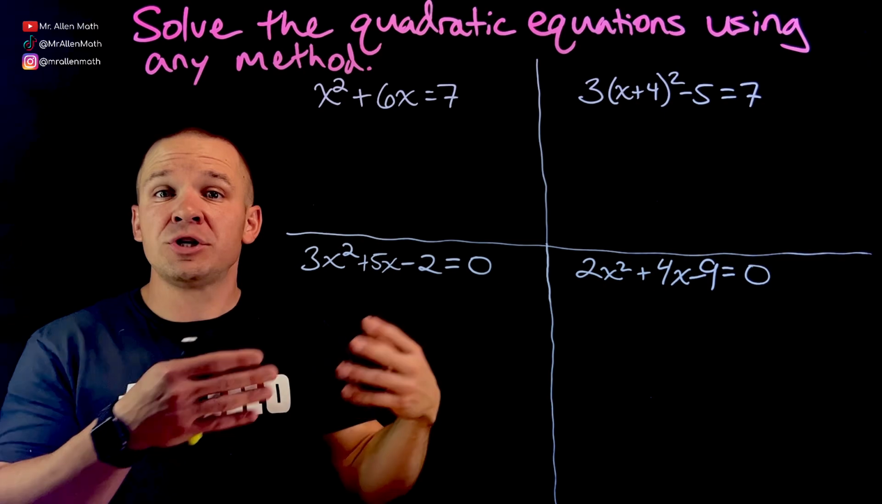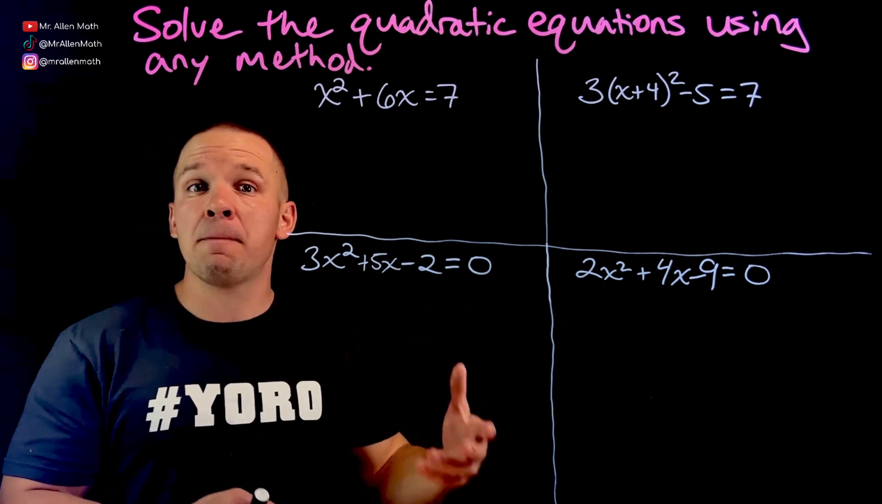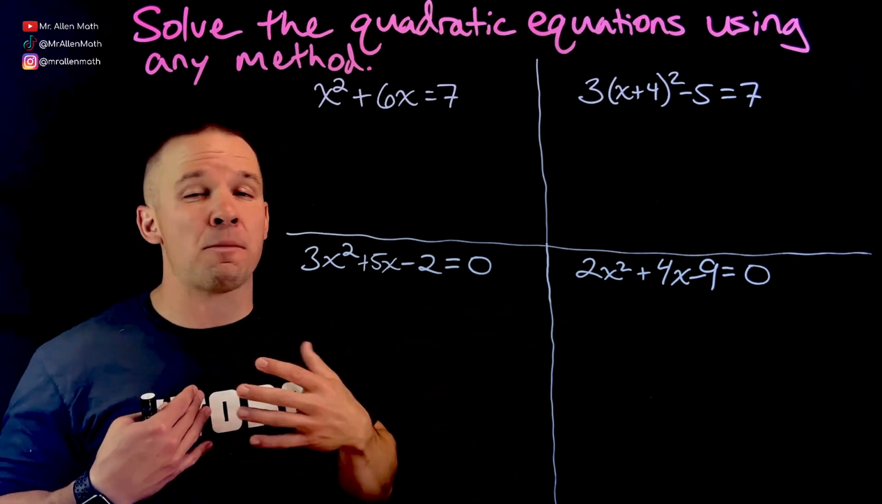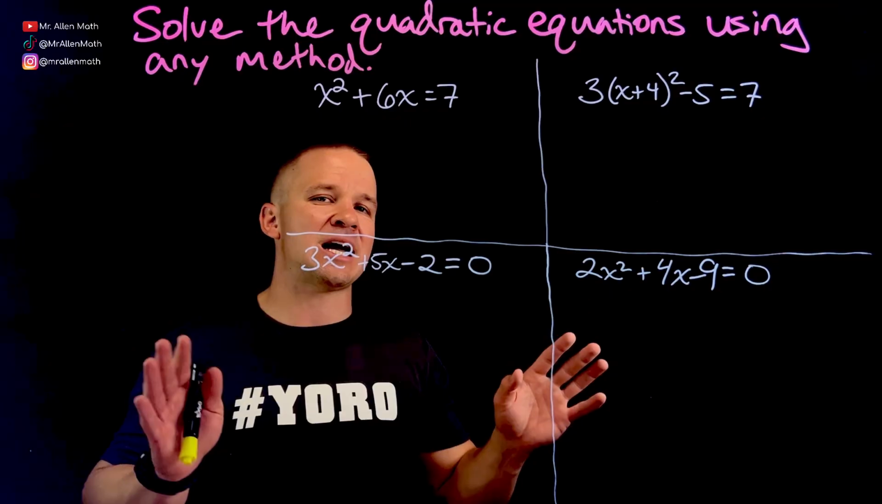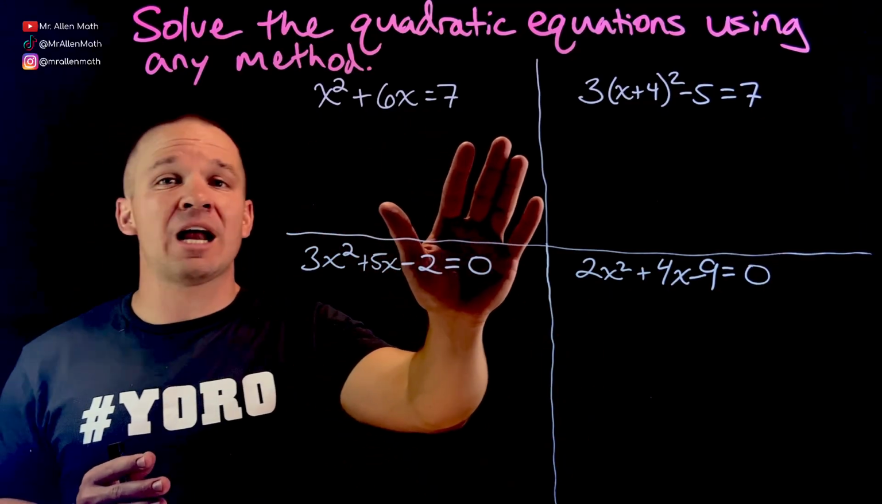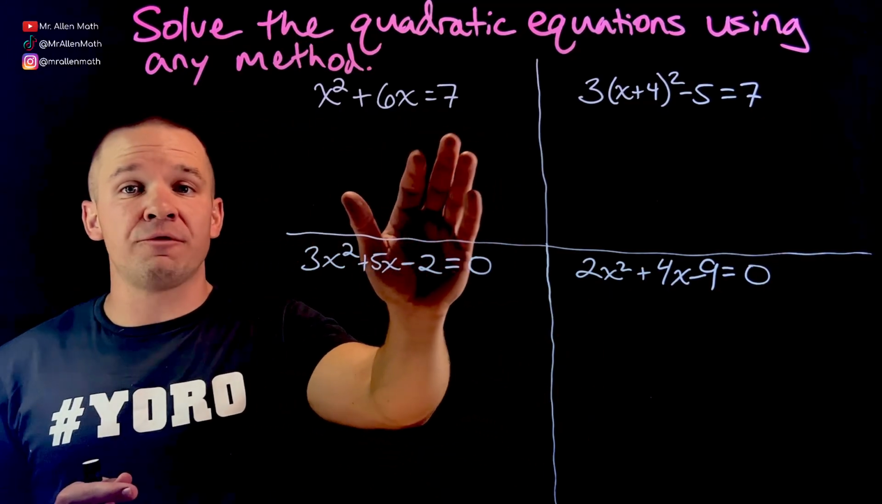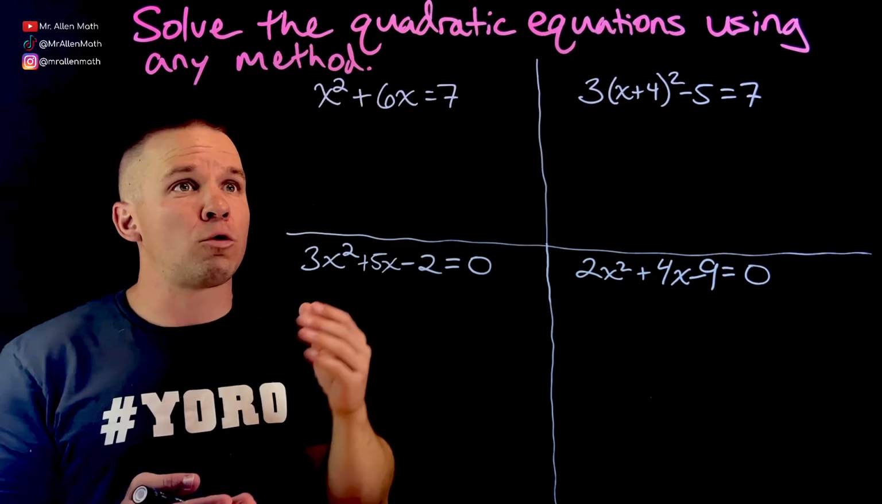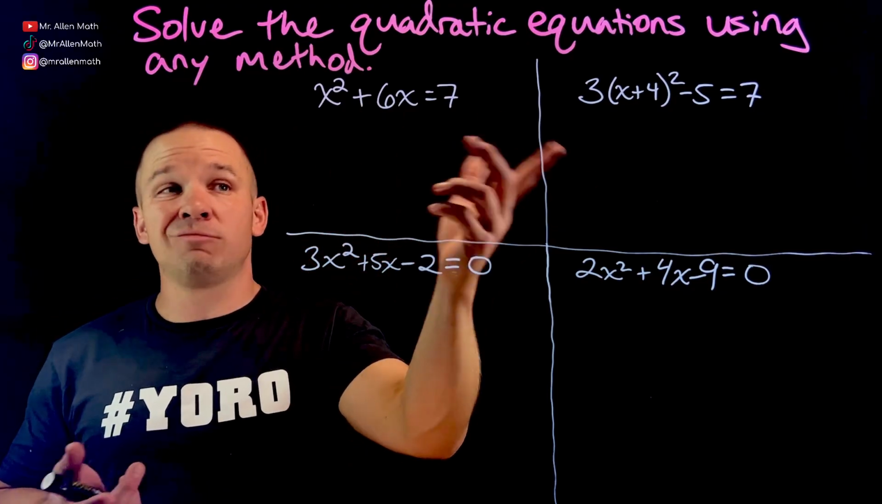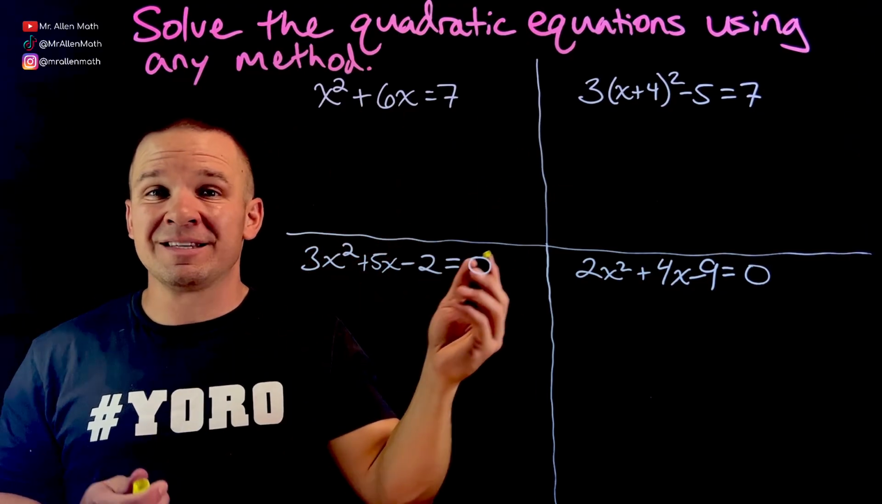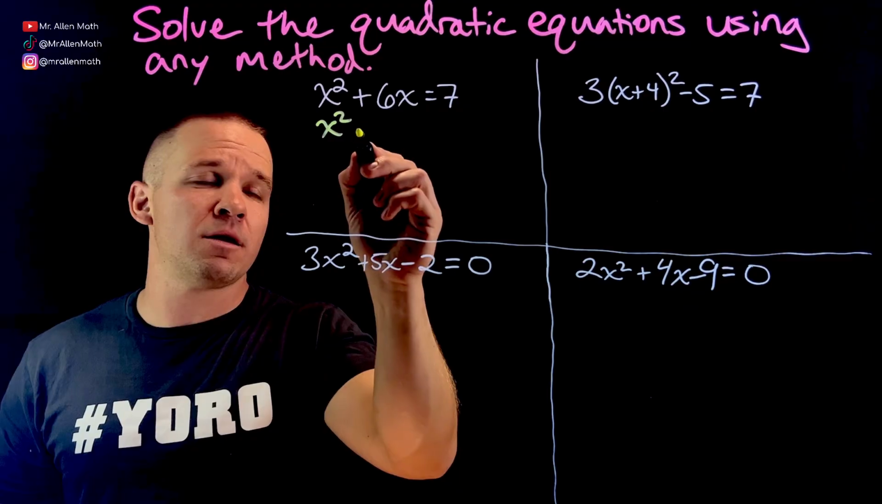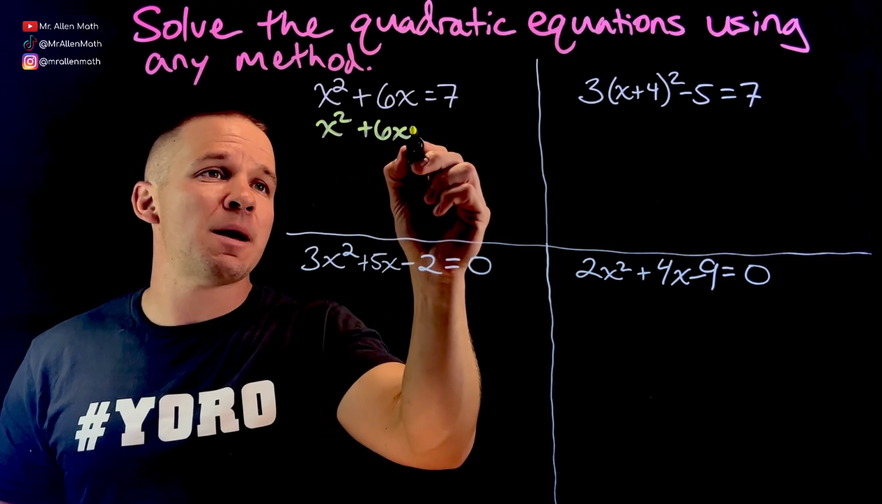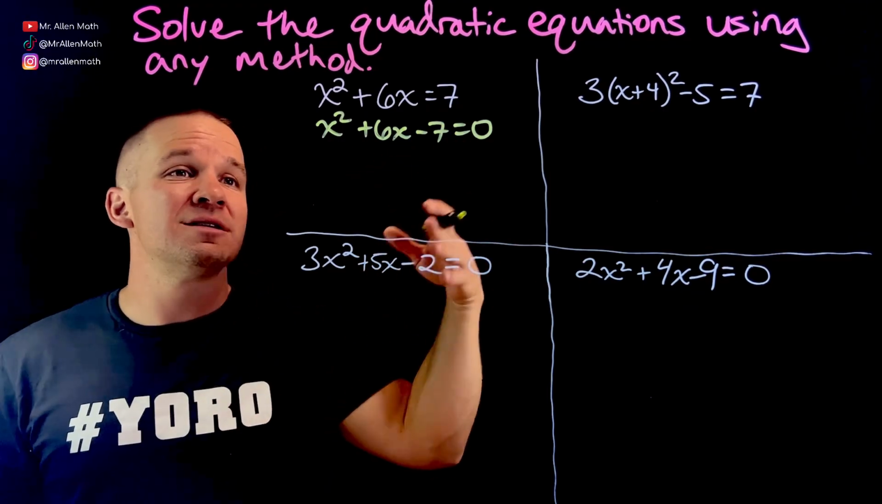All right, so it's up to you to pick which one you think is going to be best here, or I guess up to me in this video, but I'm going to give you guys some hints as to how to pick the best one. So first off, it's got to be set equal to 0 if I'm going to solve using factoring or quadratic formula. And since I'm dealing with a trinomial here, I'm going to go ahead and set this equal to 0. So I got x squared plus 6x minus 7 equals 0.